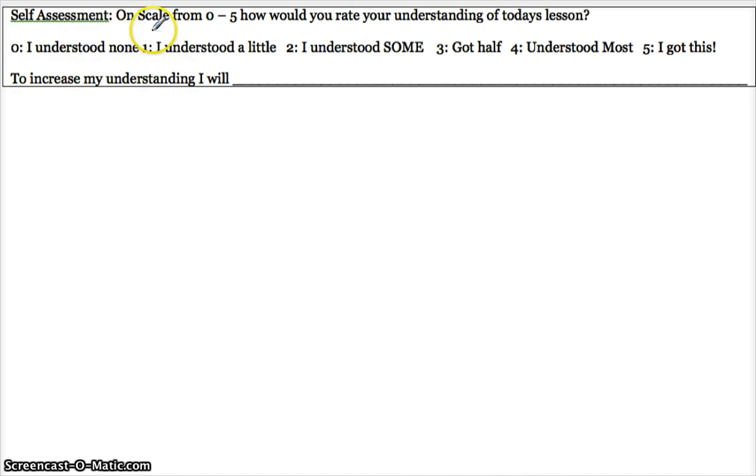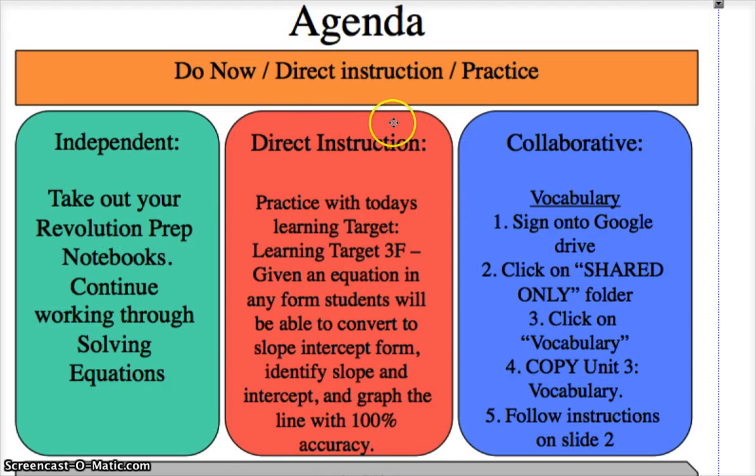Okay. Now, self-assessment, something new at the bottom. Circle how you feel. On a scale from 0 to 5, how would you rate your understanding of today's lesson? I didn't understand any of it. I got this. I can get an A. Got some of it, not all of it. Okay. Last but not least, your agenda. Jump right into your stations. Don't waste time.